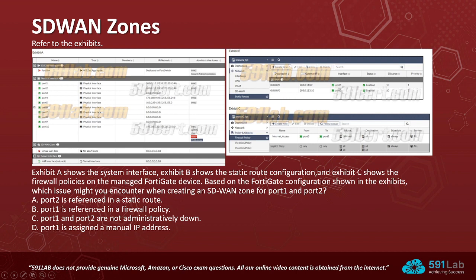we take a look at the static route. We have the static route. Yes, that is no problem. And if we take a look at the firewall policy, we can see that we have it involved there. Let me use a pen. On this policy, we have port 1 being used, and we can't make a configuration of an SD-WAN zone with this interface. So our answer is the option B.